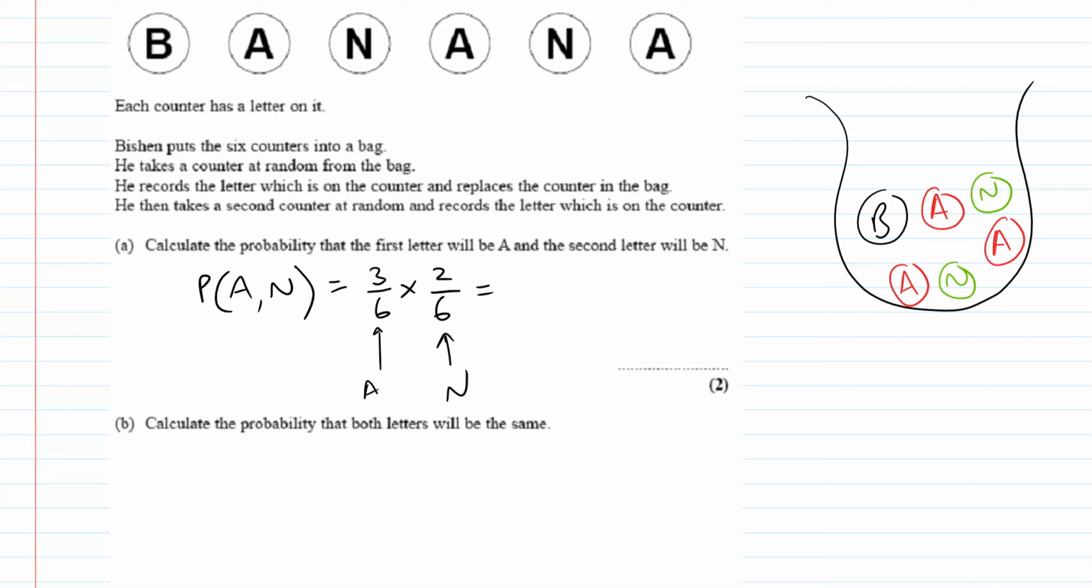So that's the chance of getting an A first, this one, and then an N second. It has to be in that order. You can't consider N then A because it says the first letter is A and the second letter is N. So top times top, bottom times bottom, and then we will simplify our final answer. So it's a 6th chance of that happening.